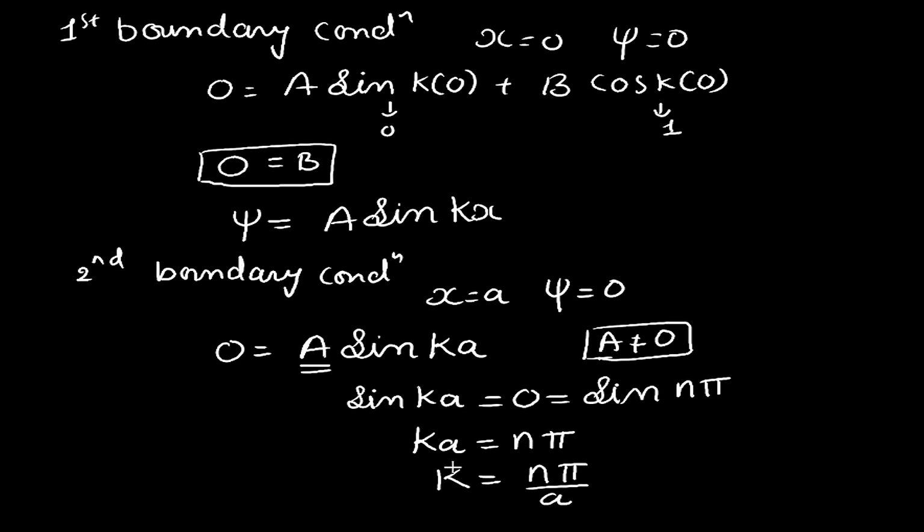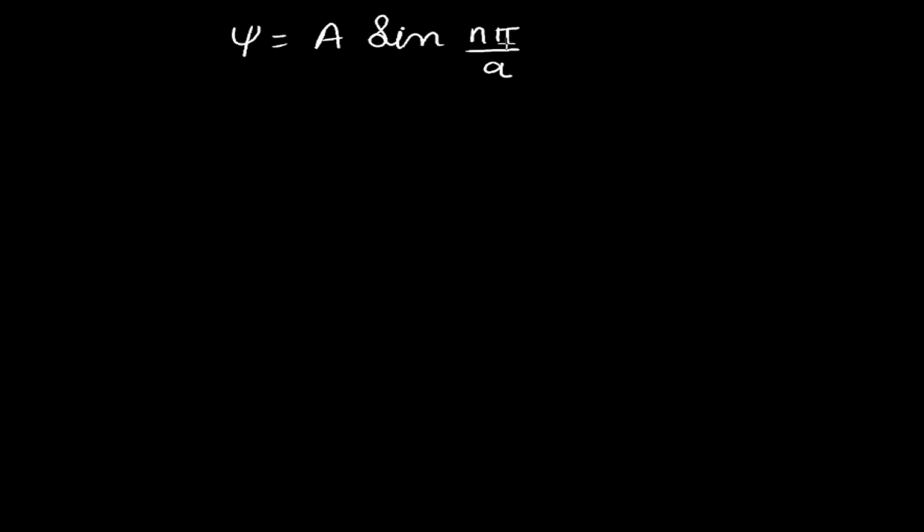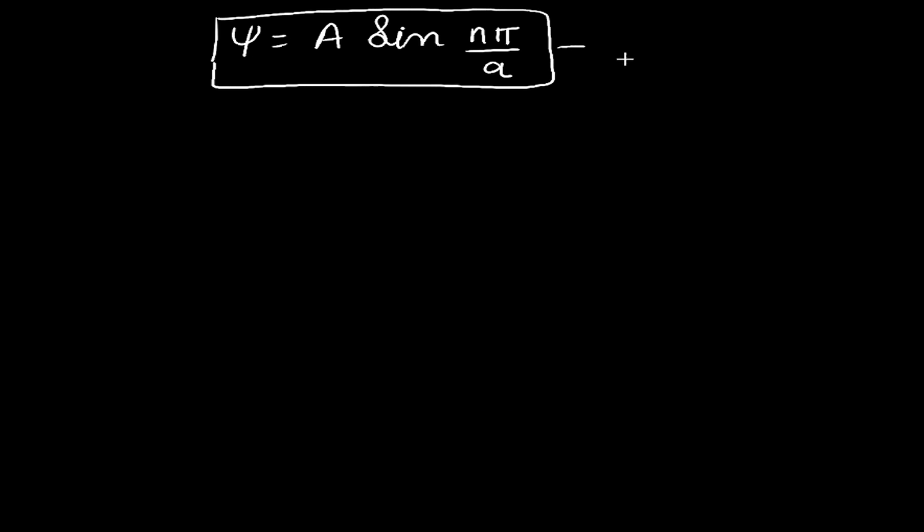So this is the value of the constant k, and hence our wave function will be psi is equal to a sin n pi x by a. So this is the value of our wave function for a particle which is confined in a one dimension box, but this value is unnormalized, and we all know that in quantum mechanics all the wave functions that we are using are normalized wave functions. And why is it unnormalized? Because we have a constant a over here.